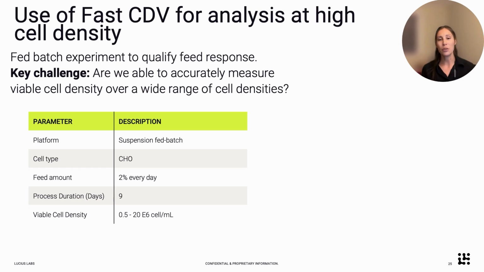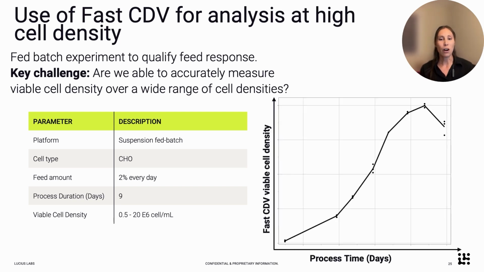So for this example, this was a fed batch experiment to qualify feed response, and we used the FAST CDV across all cell densities. The key challenge here was to address whether we were able to accurately measure viable cell density over a wide range of cell densities. So this was performed in suspension fed batch using a CHO cell line with a feed that was supplied at 2% every day over a course of 9 days, with a viable cell density ranging from 0.5 to 20 million cells per mil.